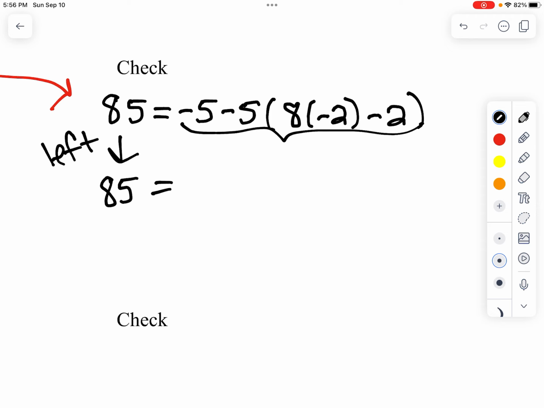You can put that in a calculator. I would recommend a calculator instead of doing it in your head. When I get my calculator open, you could be doing the same. So I'm just going to type into my calculator just what I see. -5 minus 5 parenthesis 8 parenthesis -2, close up the parenthesis, -2, close up the last parenthesis. And sure enough, when I put the right side in, it also gives me 85. So 85 equals 85. That's a true statement. So I know that my solution was correct.